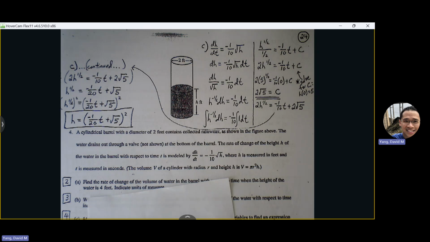Now, once you get h by itself, don't worry about what that right side looks like. Whatever mess it is, just leave it alone. Don't feel like it needs to have a certain form to it. As long as you have your dependent variable by itself and your c is figured out, don't worry about what that right side looks like.